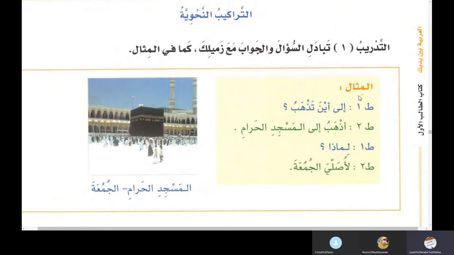Now read this example. The example, first student. Correct, right? Okay. Ila. Talibul awwal: ila ayna tazhabu. Talibus sani: azhabu ilal masjidil haram. Talibul awwal: limaza. Talibus sani: li usalli al-jumu'ah. Li usalli al-jumu'ah. Okay.